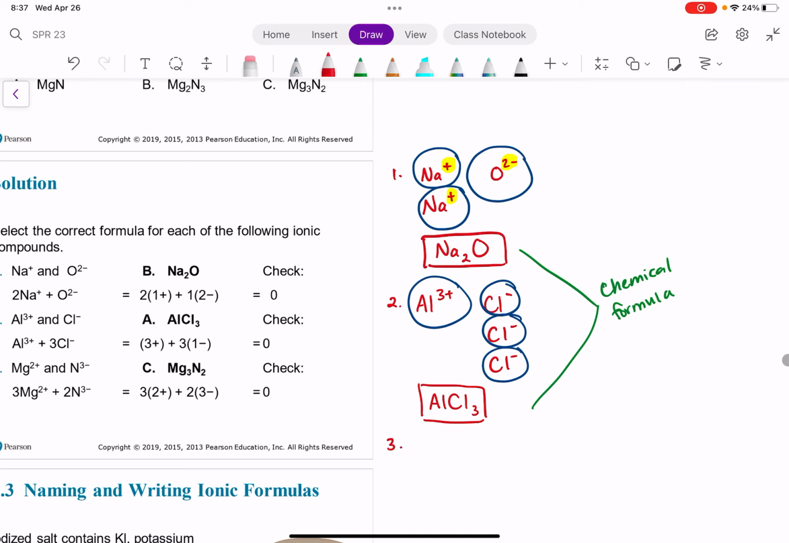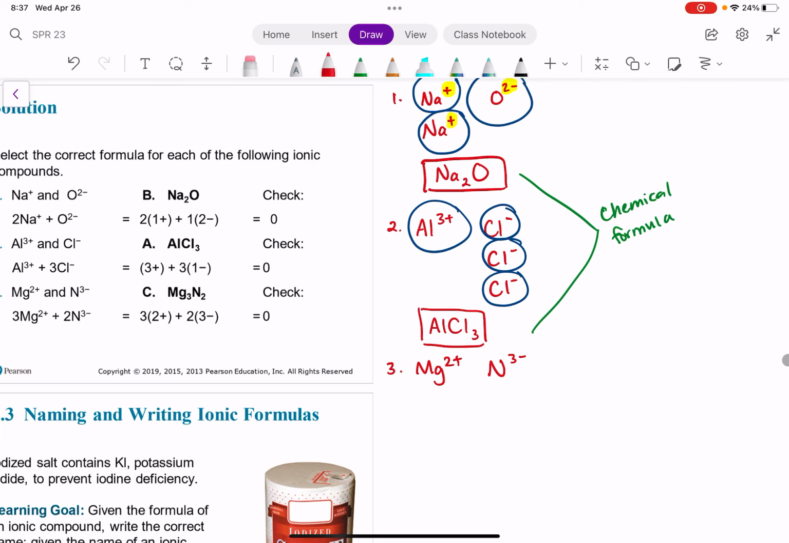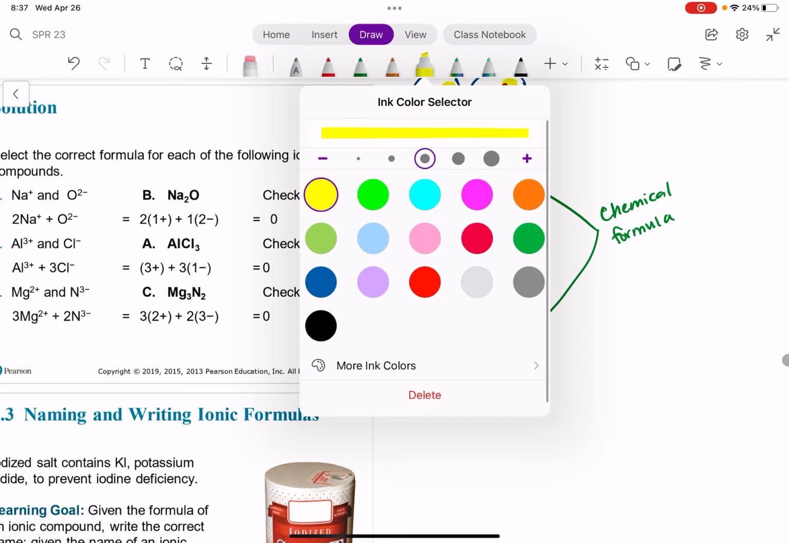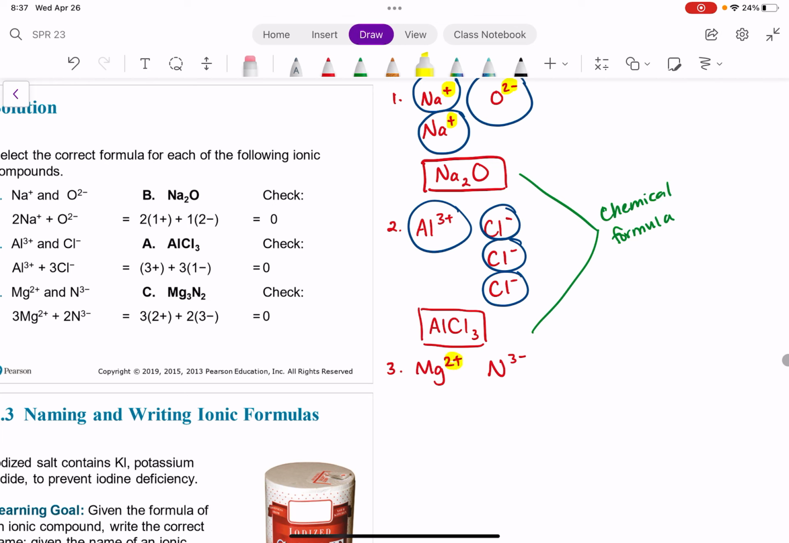So 3, we have magnesium with a 2+ charge bonding with nitrogen with a 3- charge. Okay, this one's a little bit harder, but that's okay, we got it. So we have, let me get back to yellow here. We have magnesium with a 2+ charge and nitrogen with a 3-. How are we going to make it so these cancel each other out? Let's just try adding some things, right? Let's add a magnesium, because we can do that, that's legal.